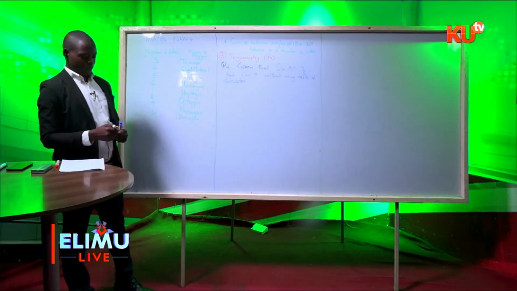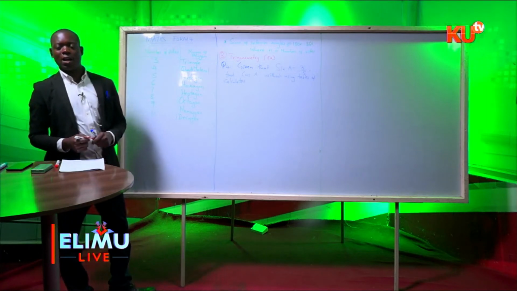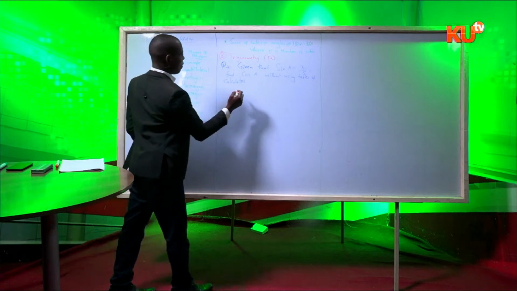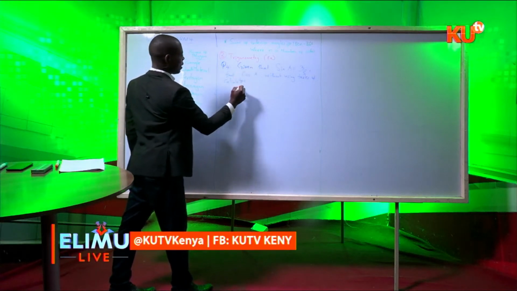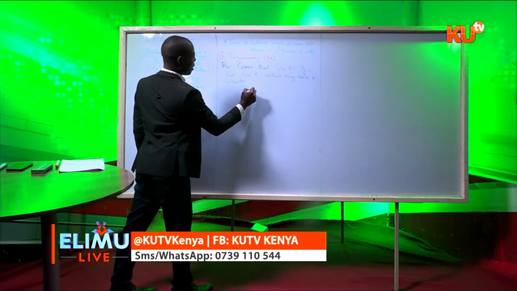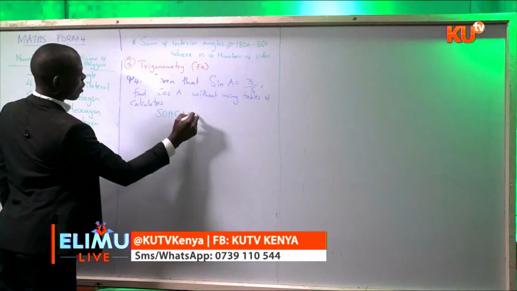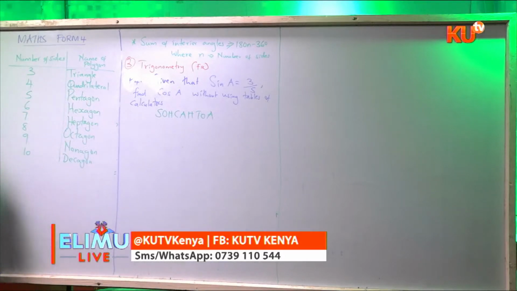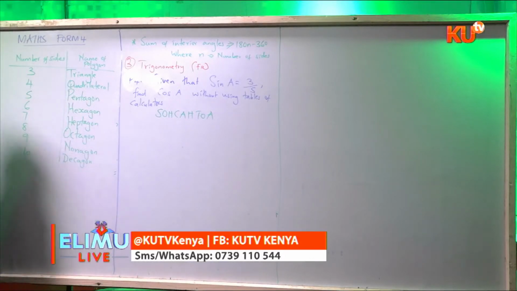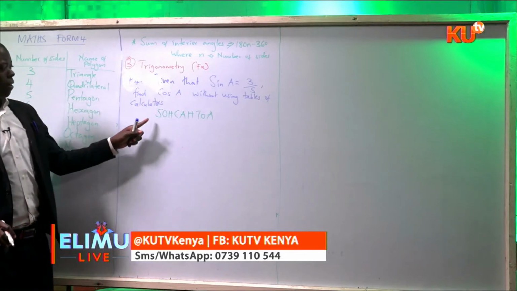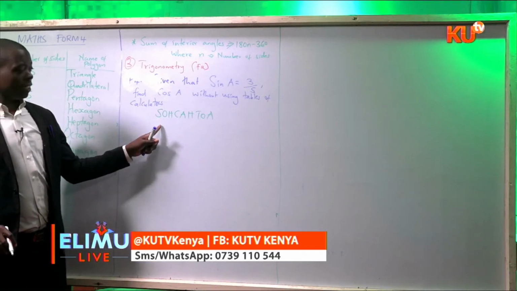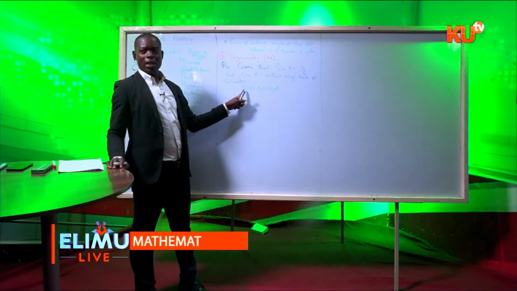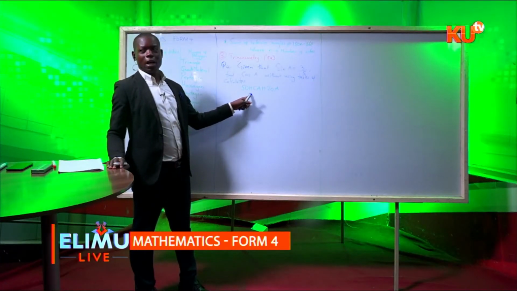Again, what is key here is for students to understand that in trigonometry, specifically Form 2 trigonometry, we apply the concept we call SOHCAHTOA. What do we mean by this word? S stands for sine. So sine is the opposite over the hypotenuse side.